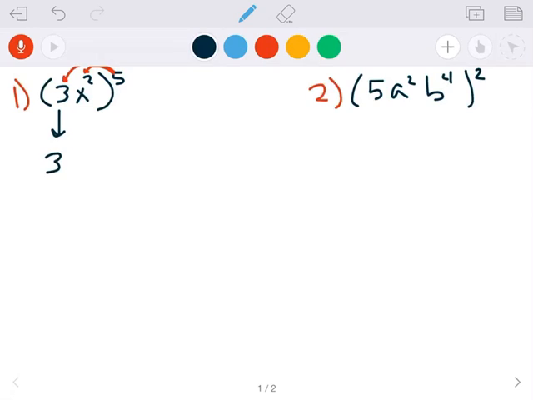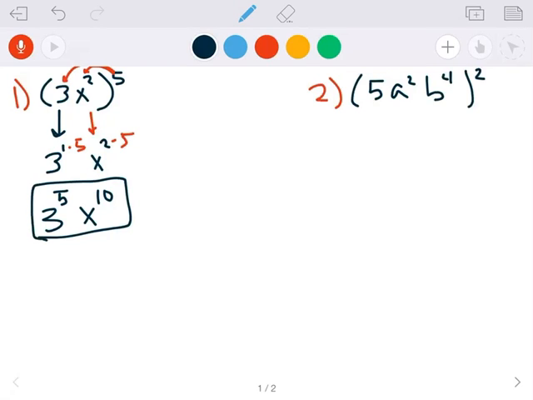3, even though you don't see it, has exponent 1, an invisible 1. So what I do is I multiply that 1 times the outside 5. And I'm going to do the same thing with the x. X has power 2, and I'm going to multiply that with the outside 5. That becomes 3 to the 5th power, x to the 10th.